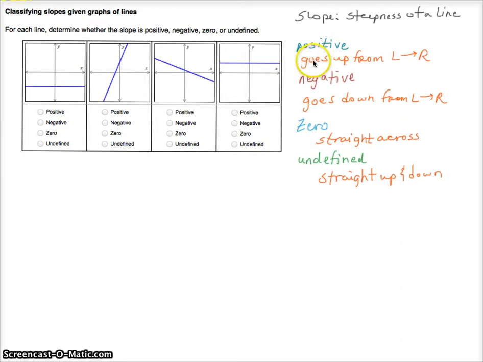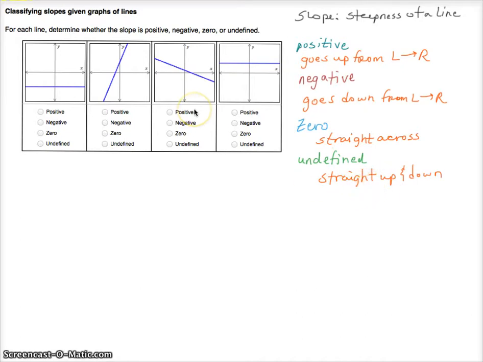A positive slope goes up from left to right. A negative slope goes down from left to right. A zero slope goes straight across. And undefined is an up and down slope.